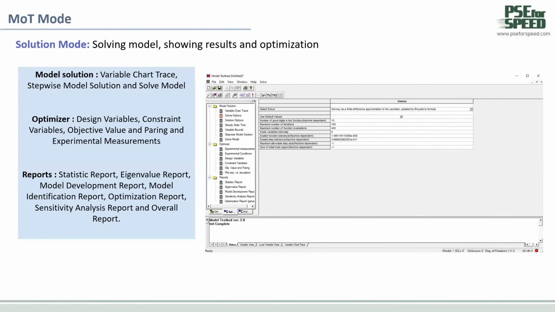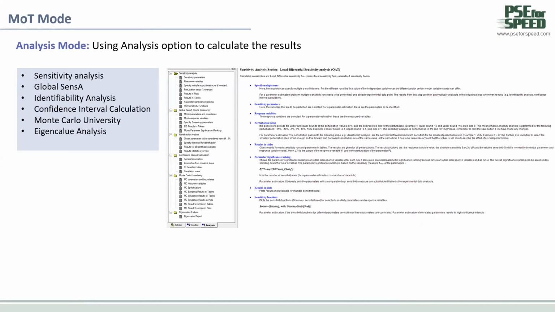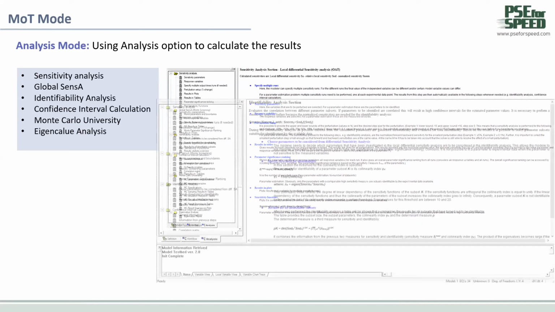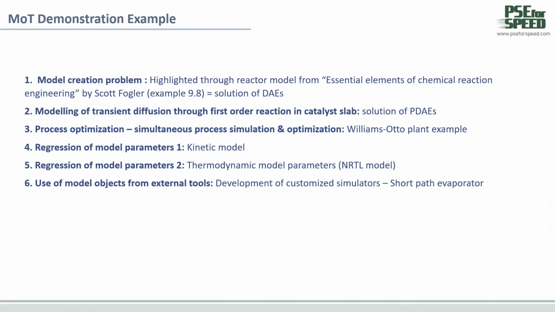And for the solution mode, there are 3 functions here, which are model solution, optimizer, and report. And the last one is the analysis mode. The options on calculating the result will be available, such as sensitivity, identifiability, analysis, and Monte Carlo. And to explain each MoT mode, we will bring 6 example cases for showing the different problems on MoT functions.